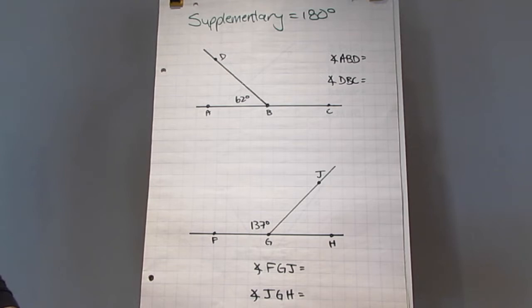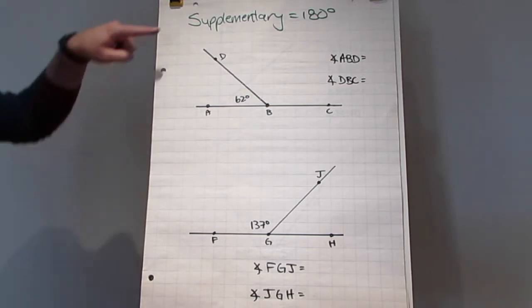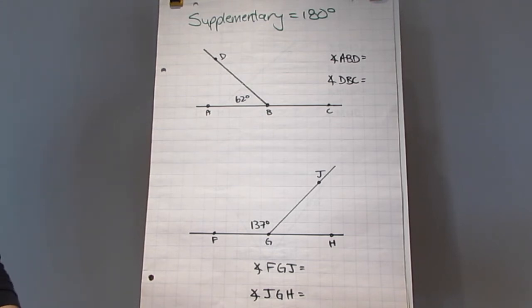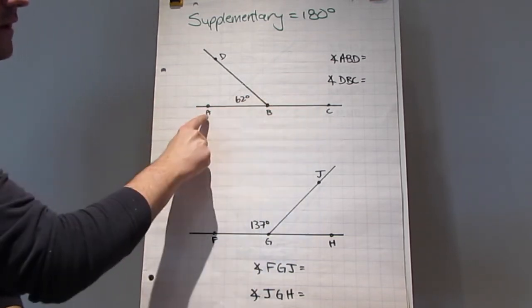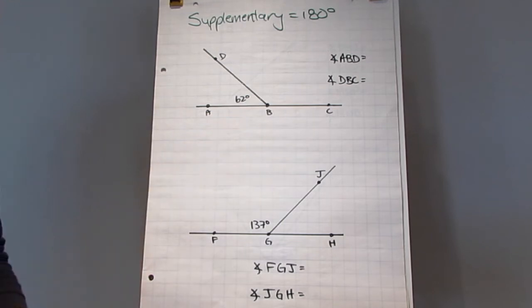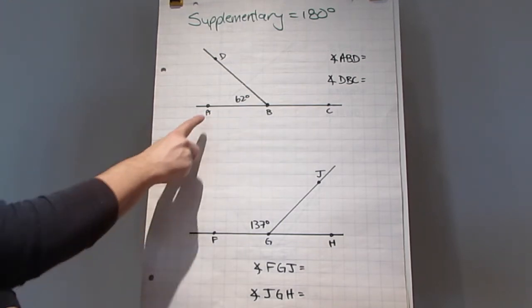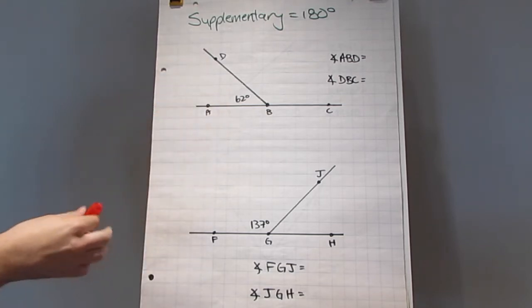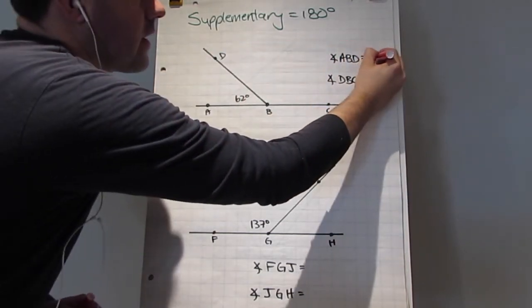Now, hopefully you all remember that a straight line has a measurement of 180 degrees. So if we have two or more angles that have a total of 180 degrees, we call those supplementary angles. In this particular case, you can see that we have our straight line labeled A, B, C. We have an angle that has been given to us, angle ABD, and you can see that that has a measurement of 62 degrees.